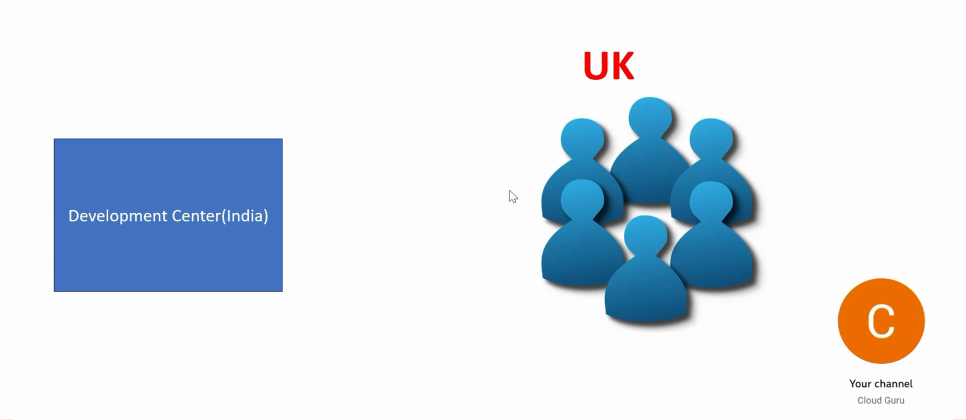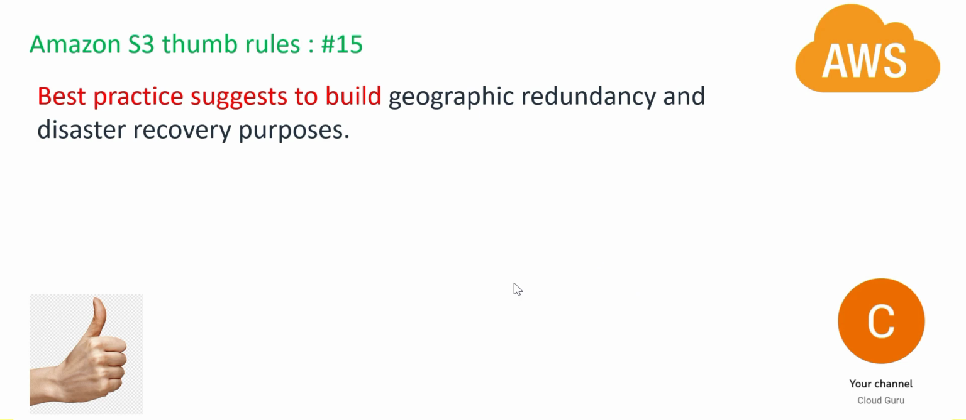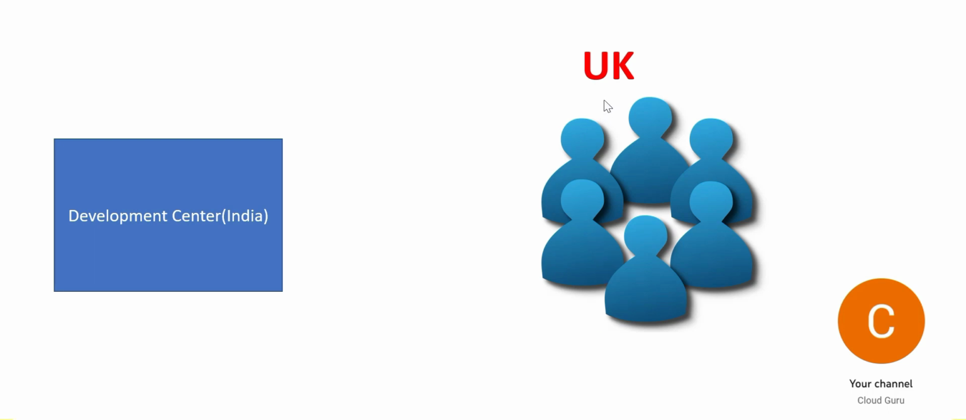Now again, a question time. If I am hosting the data in S3 in UK, in London, what happens if there is some disaster, some calamity? It may be natural or man-made, like terrorism, blasts, and so on. What if that data center is off the hook? Hence we say, always build geographic redundancy for disaster recovery purposes. That's the best practice. What it means is, if your S3 bucket is in London, also make it available in Germany.